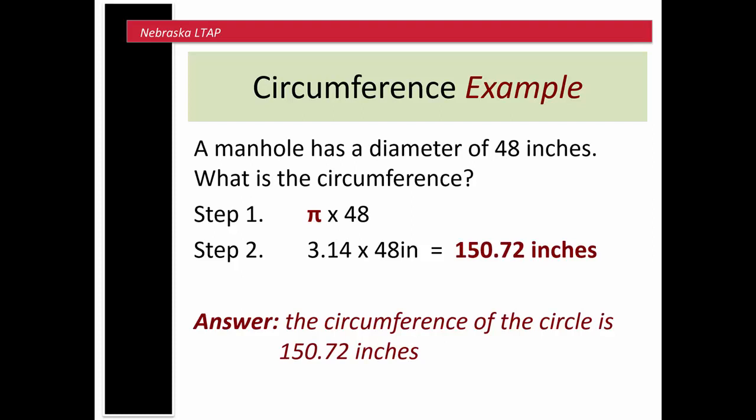We have a manhole that has a diameter of 48 inches. Somebody says, what's the circumference? So we take the value of pi, which is 3.14, times the 48 inches. That gives us a circumference of 150.72 inches.